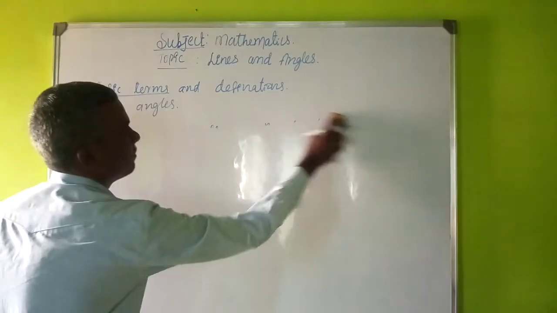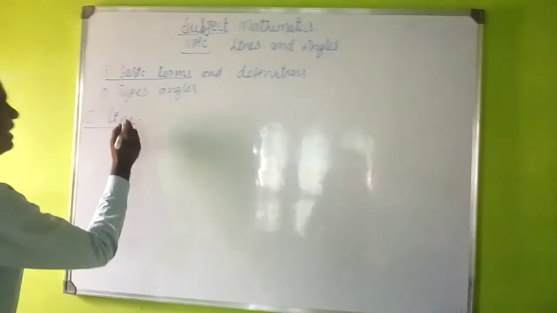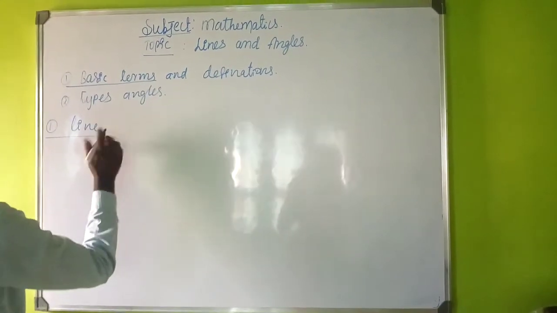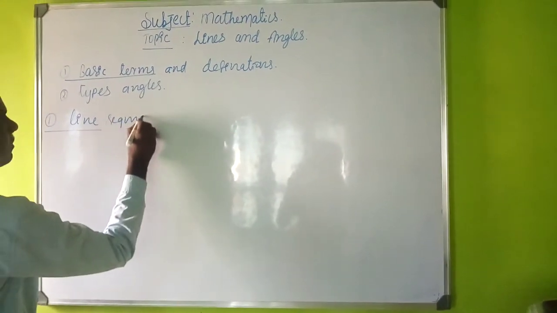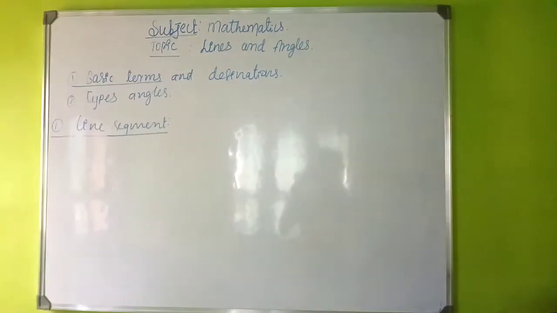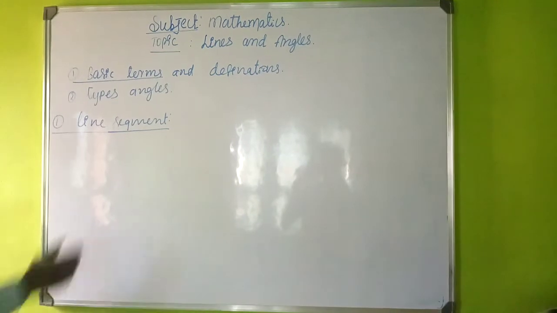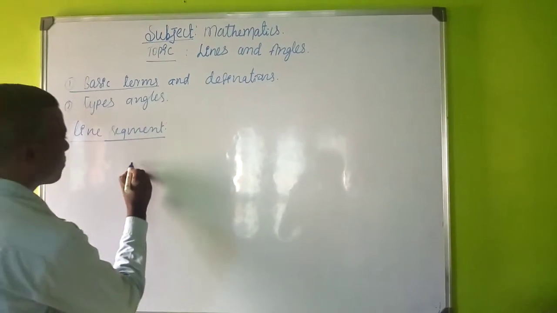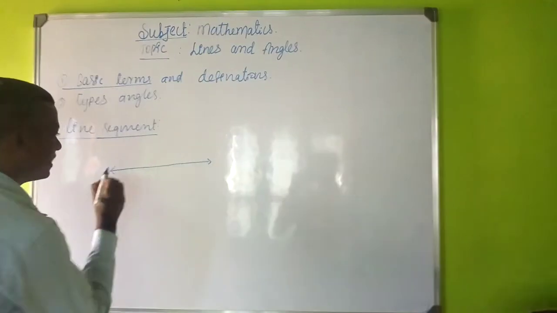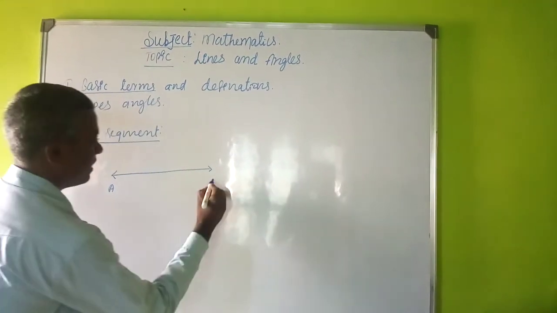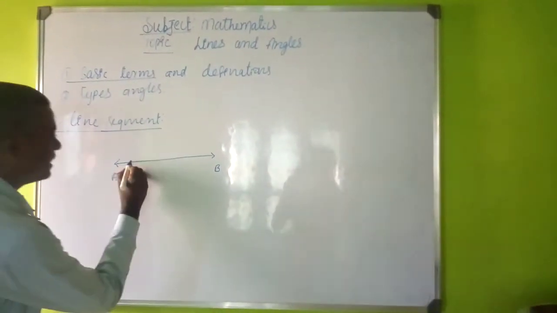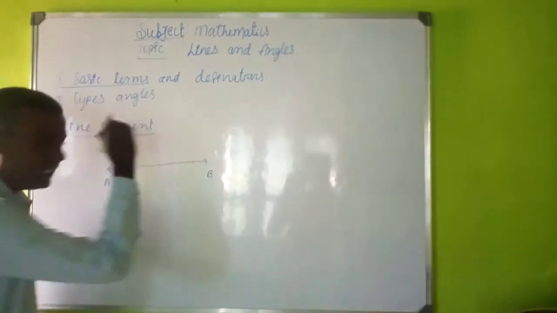Line segment. So the next concept is line segment. Already we have learned about the line. Line segment means, I want to write the first symbol. This we already know, this is a line. So line segment means it is a part of a line.